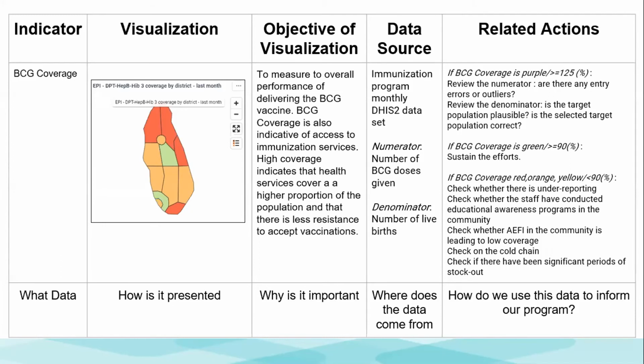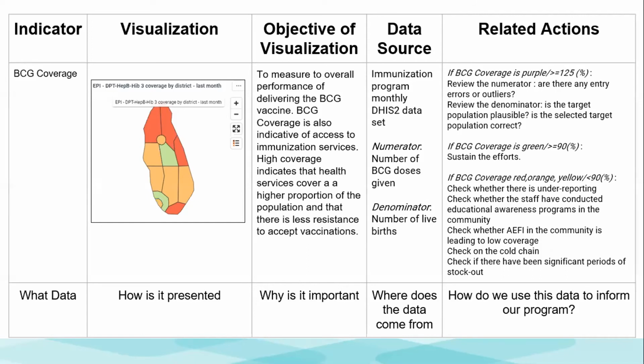So the first thing is you have to review the numerator. Are there any entry errors or outliers, right? You have to check. Please, data entry staff, please check this. And you have to review the denominator. Is the target population plausible, right? Is the selected target population correct? I mean, is there a very low estimation of the population? Is that what is contributing to this 125% plus data that you are seeing? That is step number one.